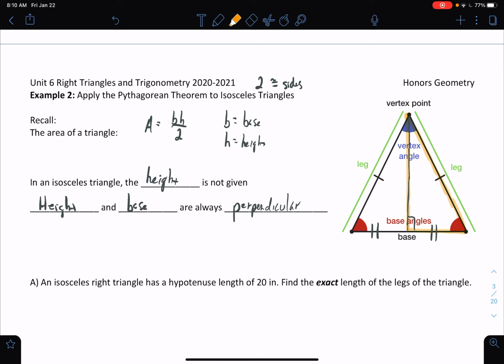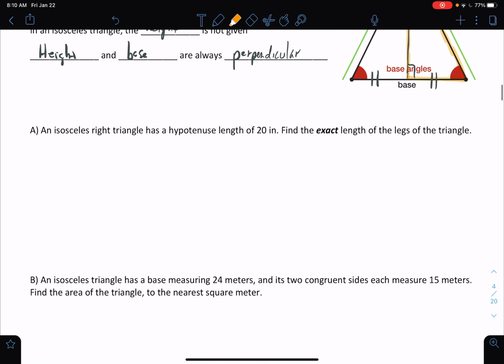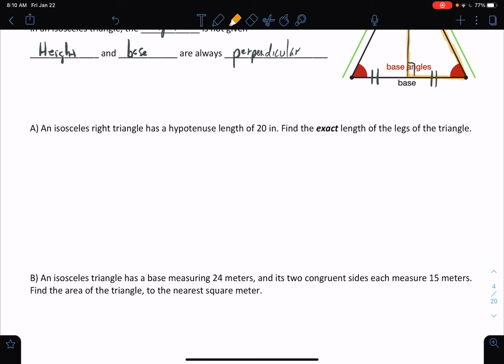Okay? So, in part A, we have an isosceles right triangle. So this does tell us that it's an isosceles right triangle. So drawing a picture would look something like this. We've got the right angle and it's isosceles, so these two sides are congruent. And it has a hypotenuse length of 20. We want to find the exact length of the legs of the triangle.